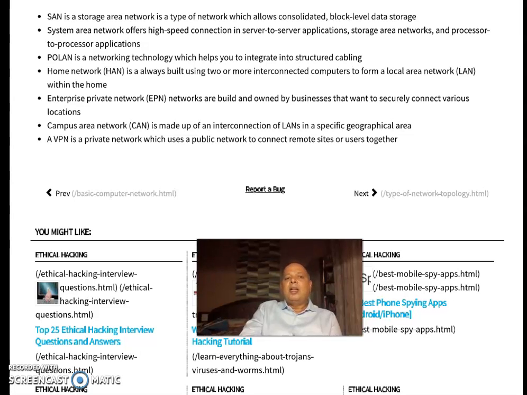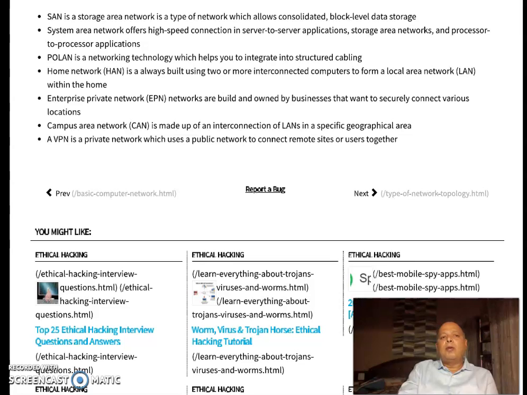POLAN, we have seen, is a network which helps you to integrate the structured cabling. So cabling is a big problem nowadays. It is growing in size, so structured cabling is important. So for structured cabling, you can have POLAN. HAN, home area network. HAN is basically for connecting the number of network enabled devices in the home. Enterprise area network.